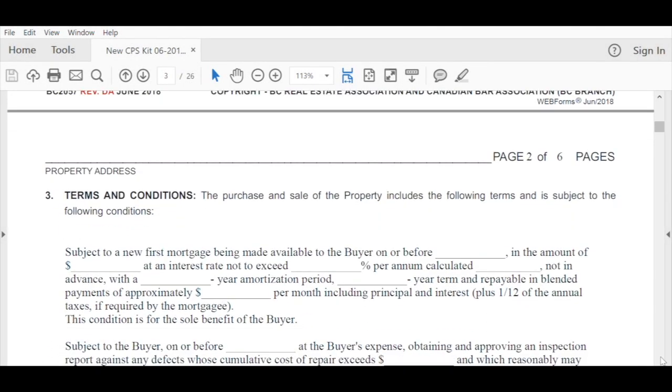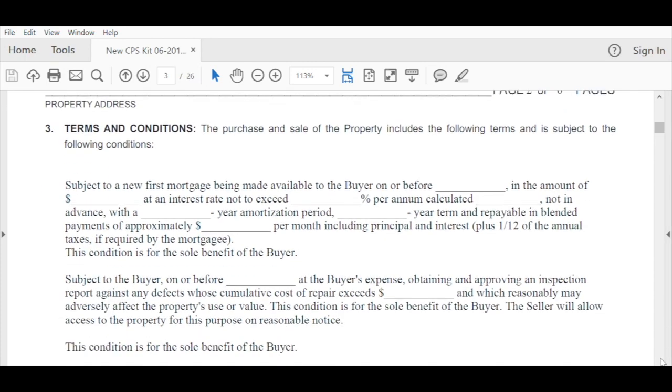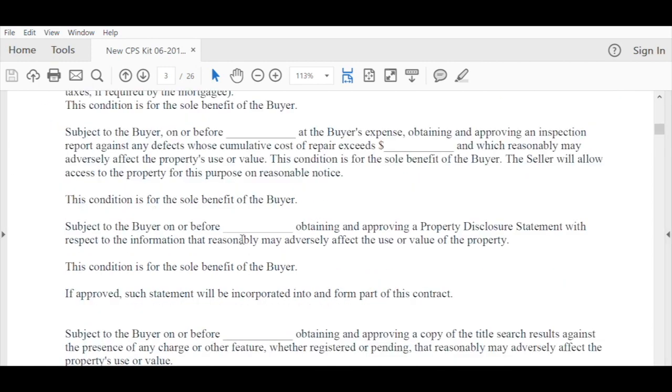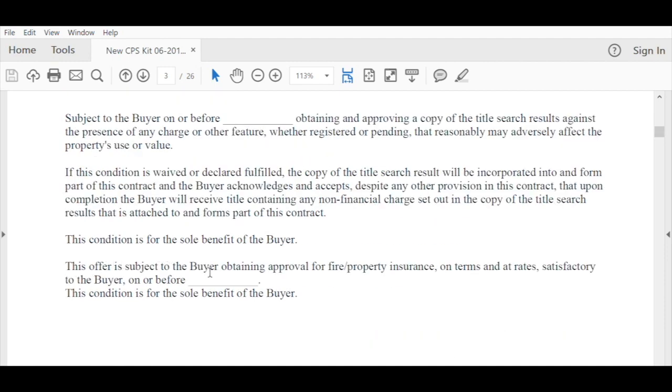Jumping to the second page, which is the terms and conditions. It is already prepared with 5 subjects: subject to financing, subject to buyer's inspection, subject to buyer obtaining and approving a property disclosure statement, subject to the buyer obtaining and approving a copy of the title search, and then this offer is subject to buyer obtaining approval for fire and property insurance on terms and rates satisfactory to the buyer on or before a certain date. These conditions are for the sole benefit of the buyer.